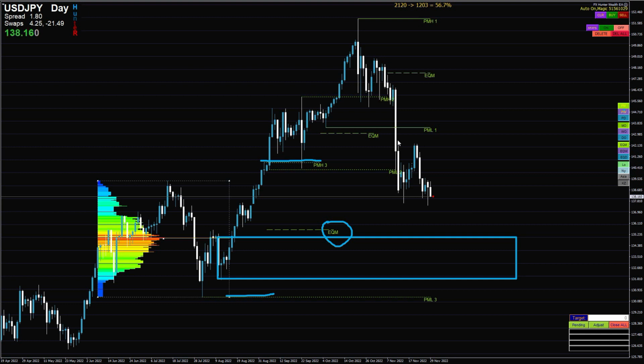So what could be beautiful, of course, is if the price comes back up into the zone, sorry. But however, I will be taking a short even from this zone, right? So in my opinion, it's bearish.